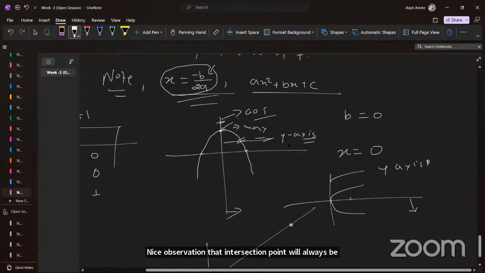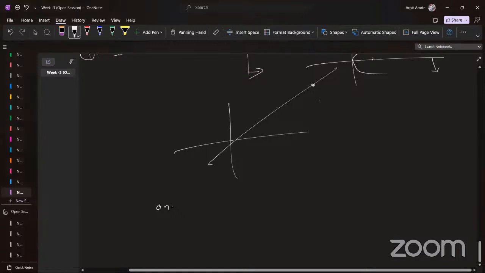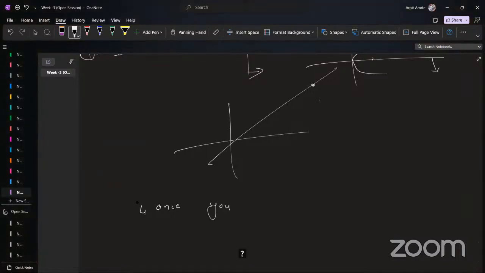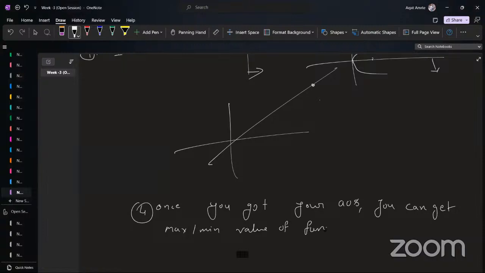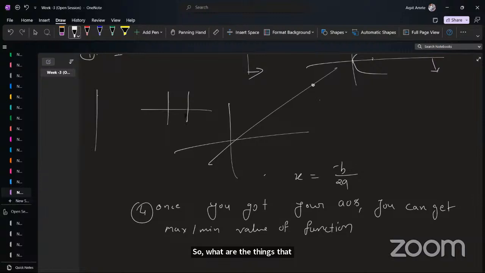So what is the good thing here? Once you get your axis of symmetry, I am writing it in short, AOS, you can get the maximum or minimum value of the function, right? Easy. It means that once you get your axis of symmetry, which you can get by the equation minus b by 2a, that is already covered. You got your axis of symmetry.